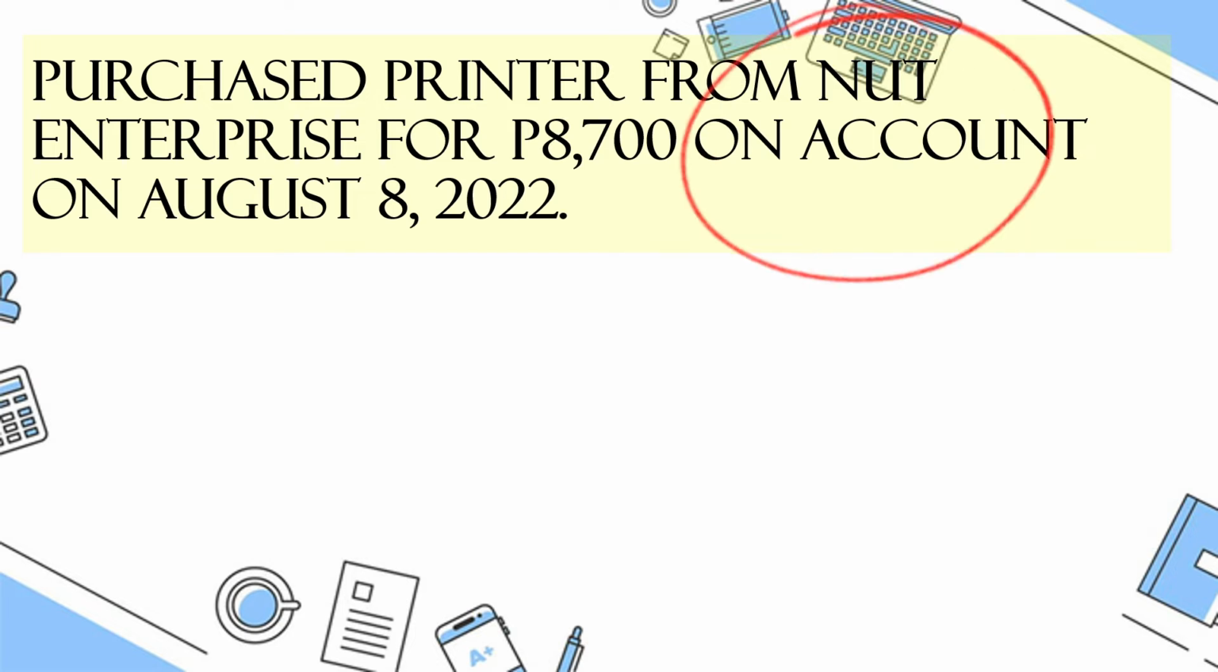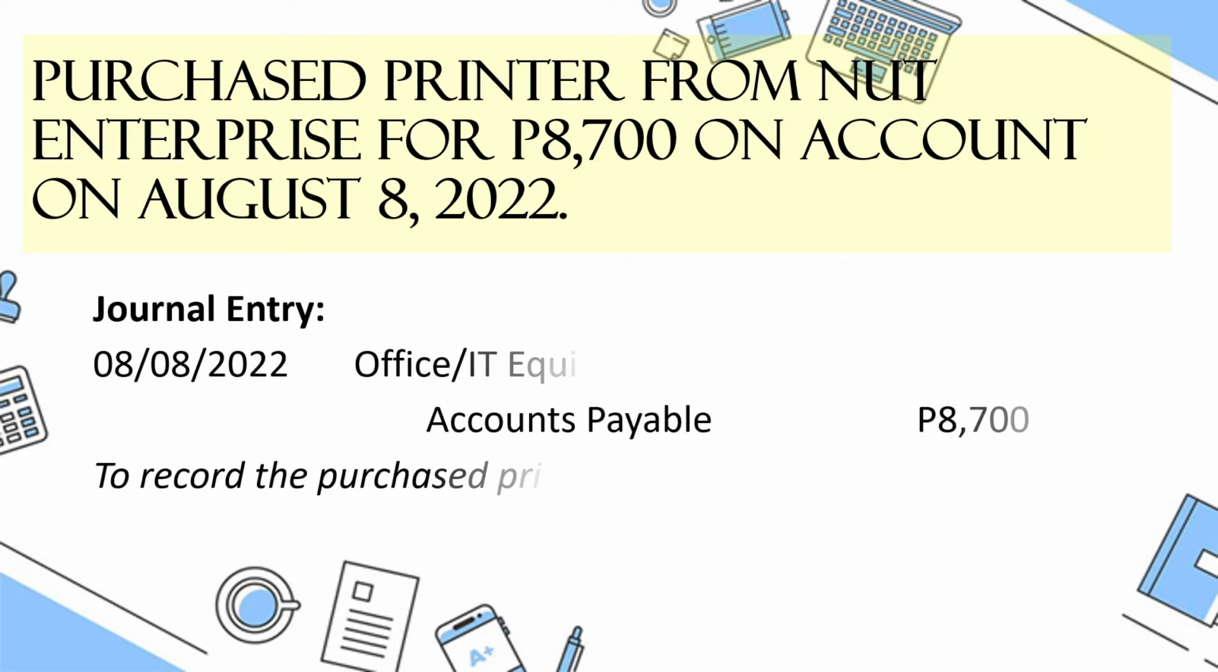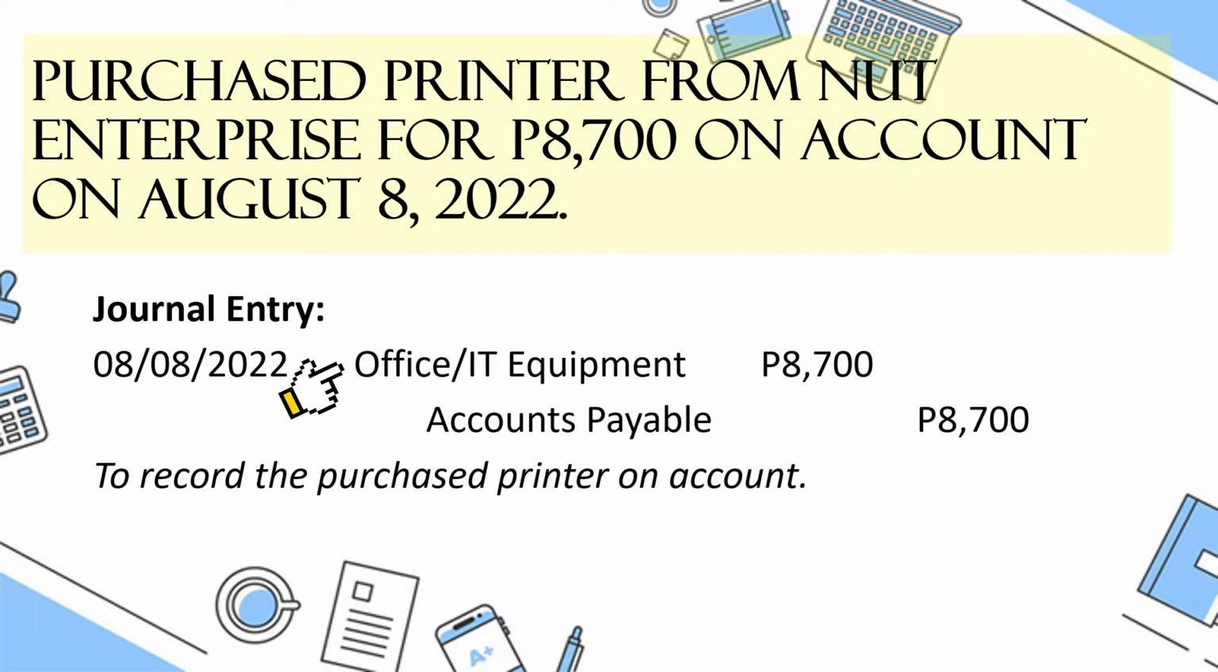So the journal entry for this one is i-debit nimo ang asset account, which is the office or IT equipment, amounting to 8,700, and then credit to the liabilities account, or to be specific, accounts payable account, to recognize our obligation nga in the near future na atay bayranan amounting to 8,700.